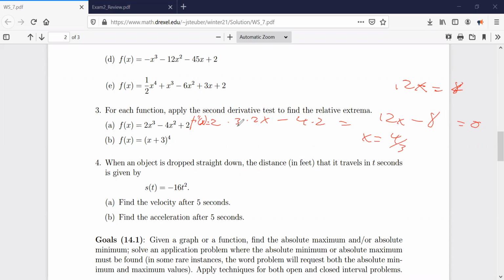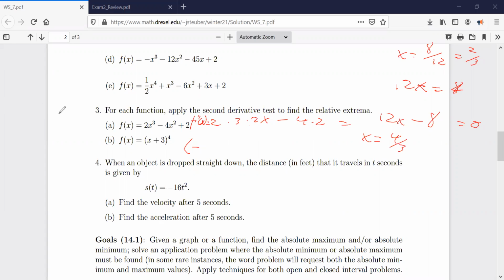So we get 2 times, that's 12, right? And then minus 8, and I get x is equal to 8 over 12. That's equal to 2/3. Whatever. I'm just going to pick 2 points that are on either side anyways.